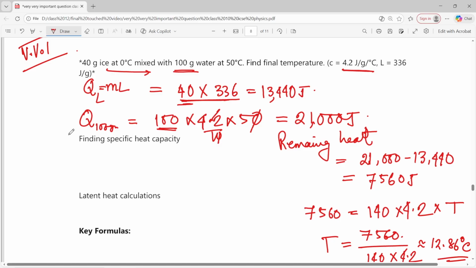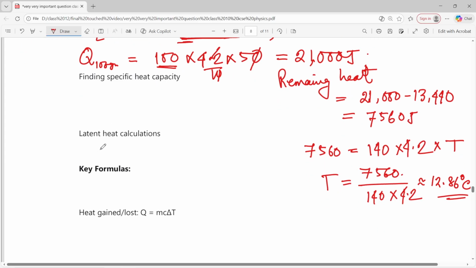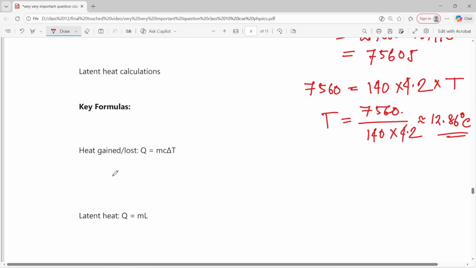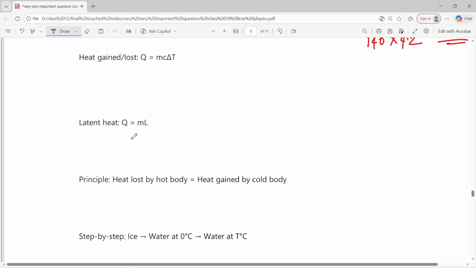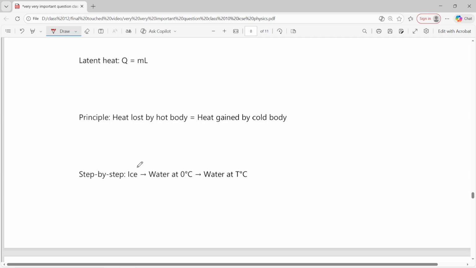Finding the specific heat capacity, latent heat calculation, heat gain or loss: Q equals mct is the formula. Latent heat Q equals mL. The principle: heat loss by the hot body equals heat gain by the cold body. Step by step, ice turns into water at 0 degree centigrade, that's latent heat, and then 0 degree centigrade water goes to some T degree centigrade, and that's specific heat capacity, not latent heat.